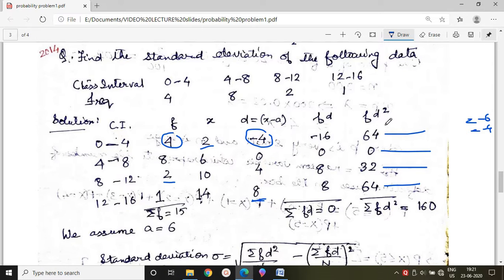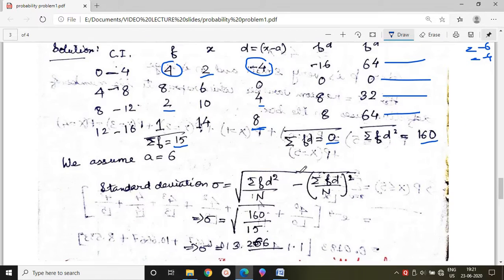Then you find sum over FD square. D square here is 4 square, which is 16. 16 is multiplied with 4 here, so the result is 64. Likewise, you have D square, that is here you will have 4 square and then it is multiplied with 2, then you are getting 32. Likewise, here you are getting 64. So the sum, sum over FD square, is coming as 160 here, sum over FD is 0 and sum over total frequencies is 15.